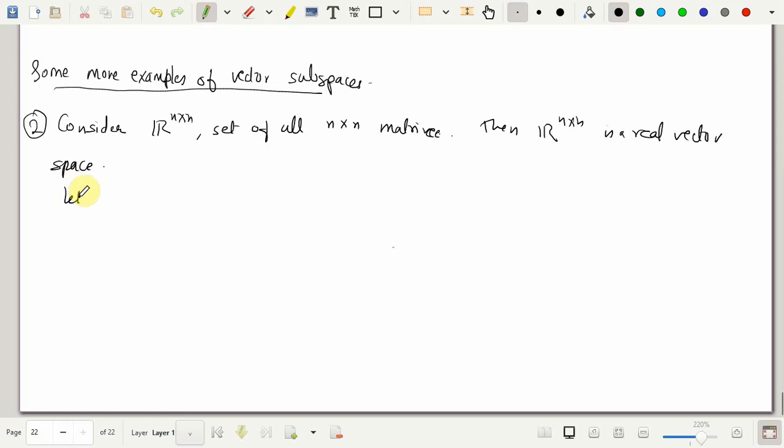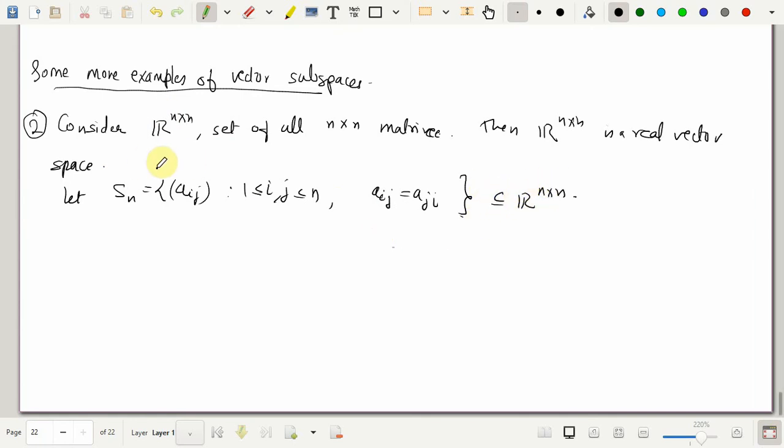Now let me consider some subset of R n cross n. We will consider the set of all symmetric matrices, and the notation we use for the symmetric matrices is Sn. So this means that it contains all the matrices of order n cross n, with i and j varying from 1 to n, with the property that Aij is the same as Aji. Now obviously this is a subset of R n cross n.